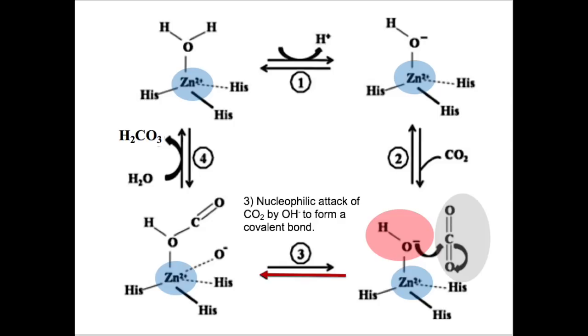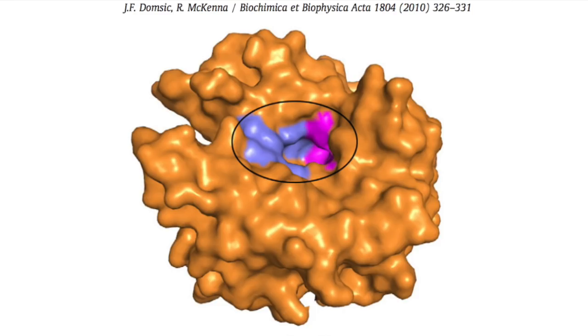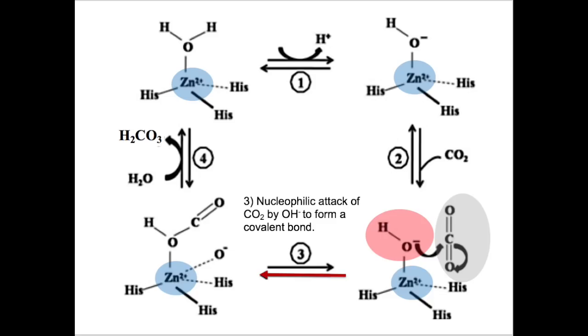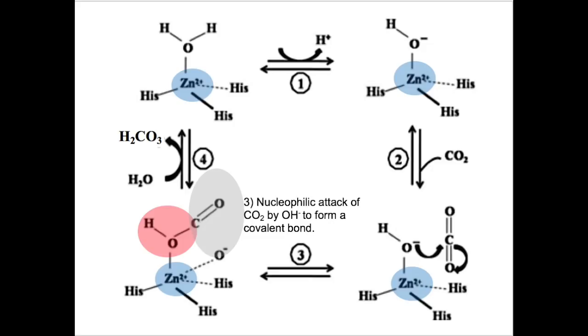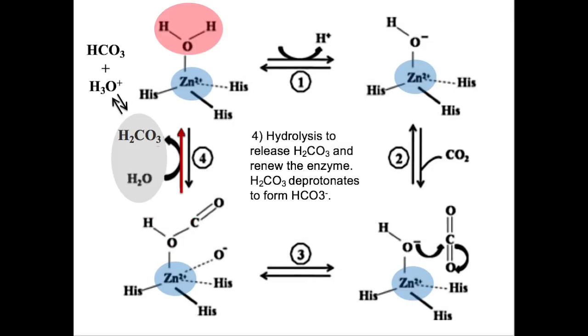Now the interesting thing is that this carbon dioxide is held in place in the hydrophobic region of the enzyme. These hydrophobic residues help to position the carbon dioxide in the proper place for catalysis. And so the hydroxide ion makes a nucleophilic attack on the carbon dioxide to form a covalent bond. Finally, water comes in and hydrolyzes this carbonic acid from the zinc ion, releasing carbonic acid to start the next round of catalysis.